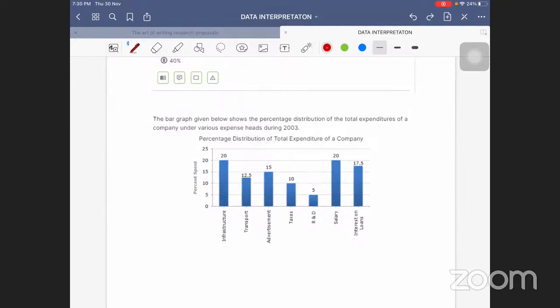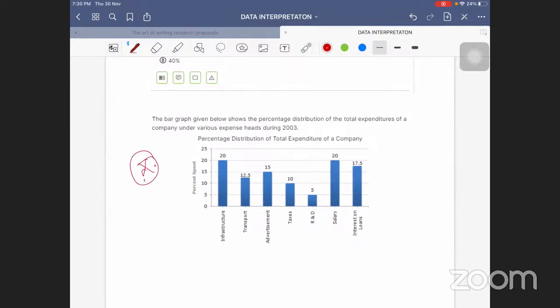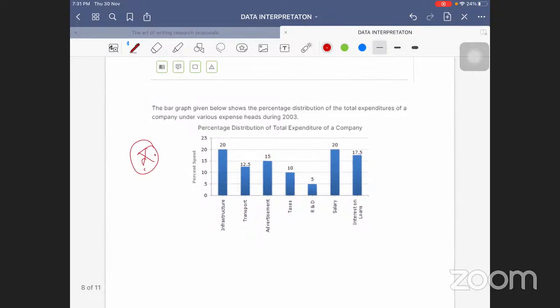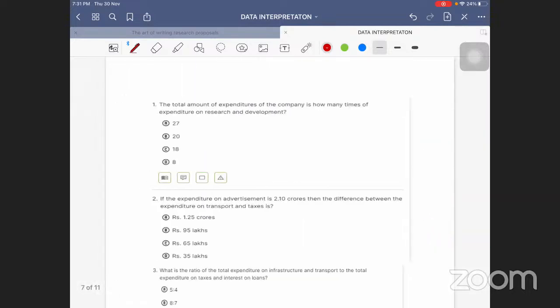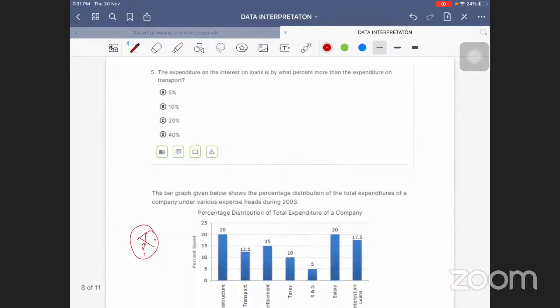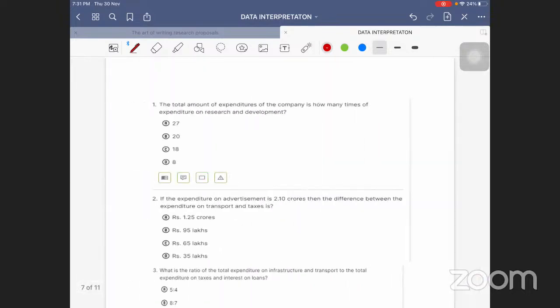This is a bar graph related sum, and they have given a percentage distribution of the total expenditure of the company: infrastructure, transport and so on. This is the data for this question. The first sum asks: the total expenditure of the company is how many times the expenditure in research and development.